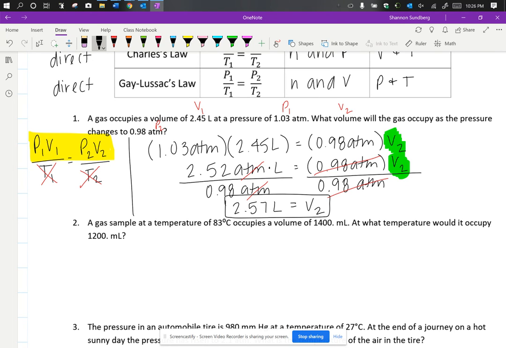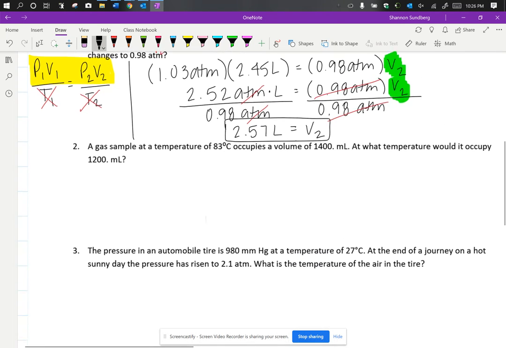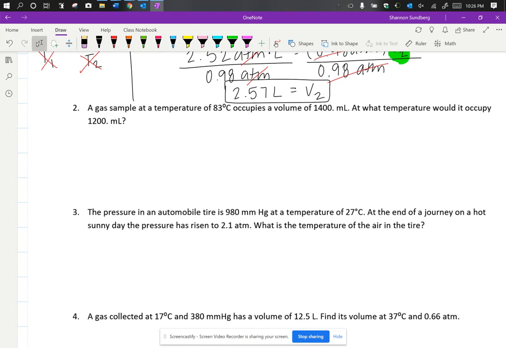Okay, let's take a look at this next one. It says, a gas sample at a temperature of 83 degrees Celsius occupies a volume of 1,400 milliliters. At what temperature would it occupy 1,200 milliliters? You should see a huge problem. Celsius. Nobody likes Celsius. We need to get it to Kelvin. And remember, in order to go from Celsius to Kelvin, you have to add 273. So when you do that, you will get that it is 356 Kelvin in your calculator.